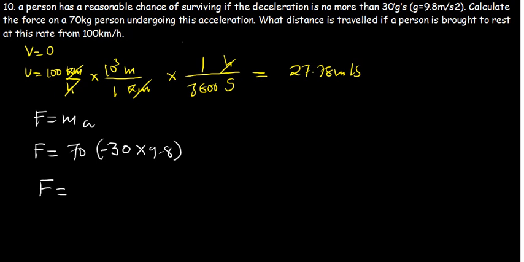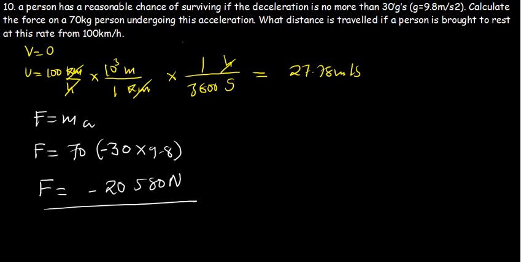So if you multiply 70 times negative 30 times 9.8, this is going to be negative 20,580 newtons. This is the force that is going to be acting on the person. It is negative because it's a force that is stopping someone who is moving. It's acting in the opposite direction.